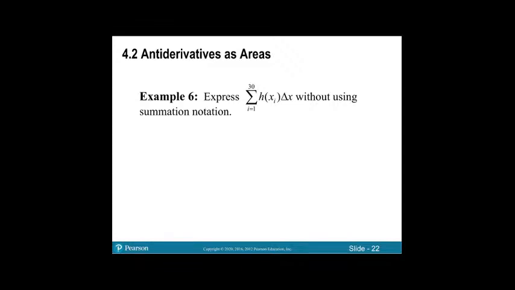So let me see. The first one will be h of x sub 1 times delta x plus h of x sub 2 times delta x. And then we continue the pattern until we get to h of x sub 30 times delta x. Right? That's how we would write that. So again, these ellipses just mean continue the pattern. You write the first few of the pattern and then continue that pattern until you stop when the subscript is 30.